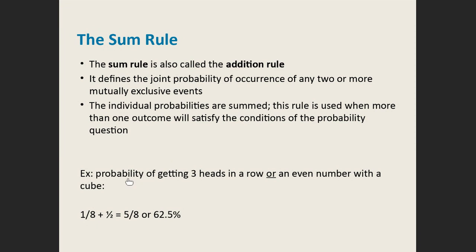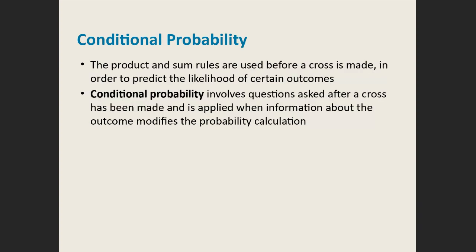Then it's, for example, probability of getting 3 heads, as we had in the previous slide, or getting an even number with a cube, which is a probability, of course, of 1/2. So it's 1/8 plus 1/2. So the sum rule is you just add the two, and it's 62.5%. So those are very, very simple notions, I think.